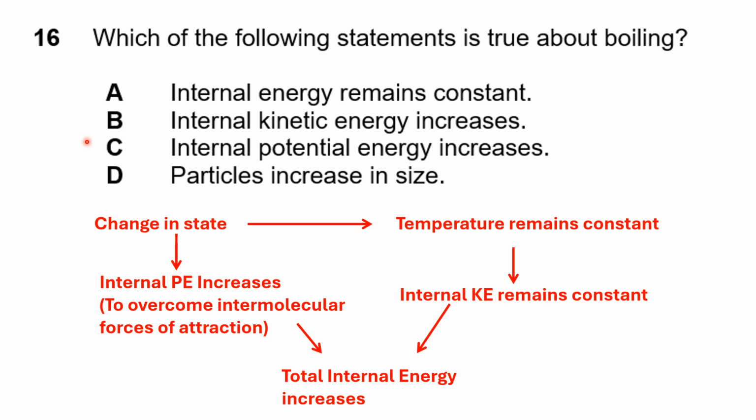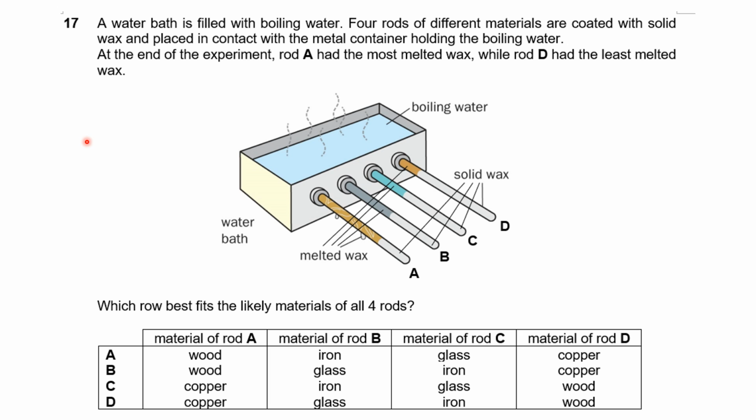Internal potential energy increases. Question 17 actually is a very simple question. It's asking which of the four rods have the best thermal conductivity. So you see over here that A has the most melted wax and D has the least. Looking at our options, we've got wood, iron, glass, and copper. We do know that metals are better conductors of heat. So the answer should be C. Copper and iron being the metals, glass and wood being the non-metals that are poorer conductors of heat.